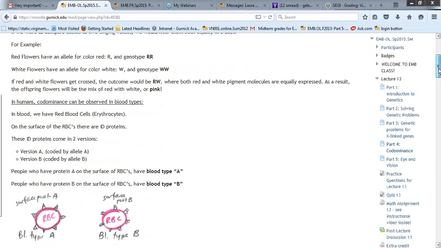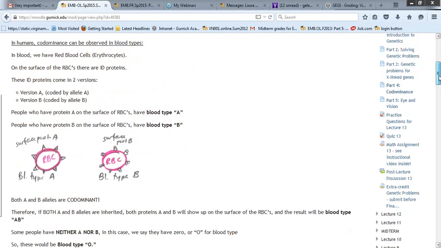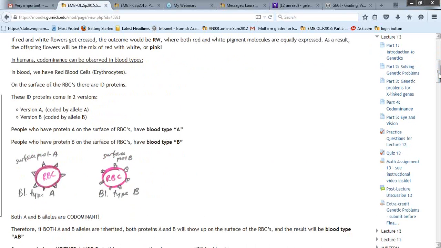Okay? So we're looking at combinations of equally dominant alleles being expressed. When you have alleles that are equally dominant, both dominant, and when they're present, they're both expressed to the same extent, we call that codominance. So co means together, dominant. They're dominant together.